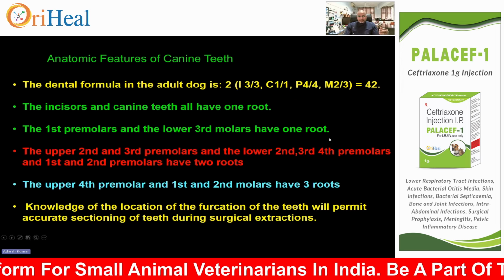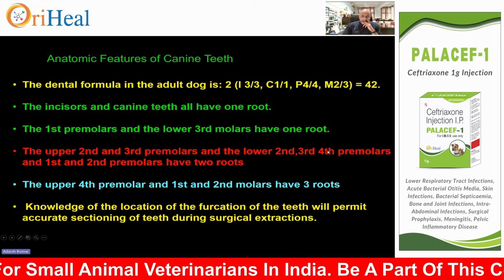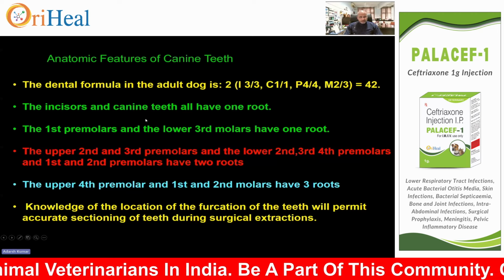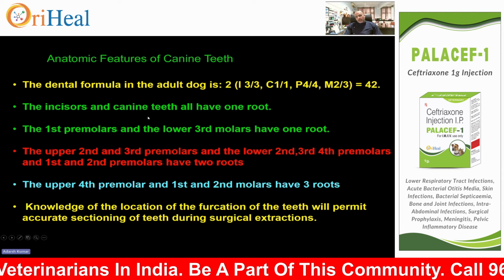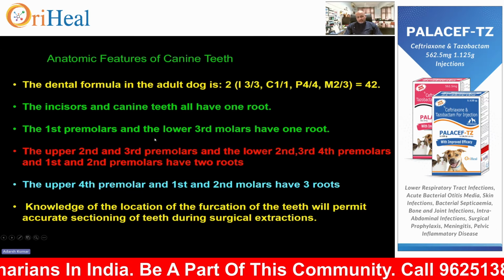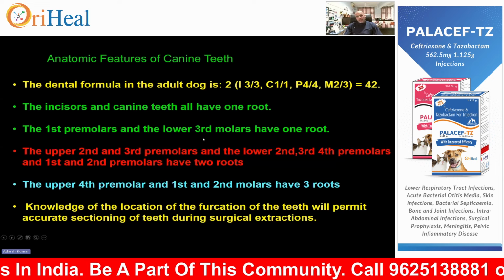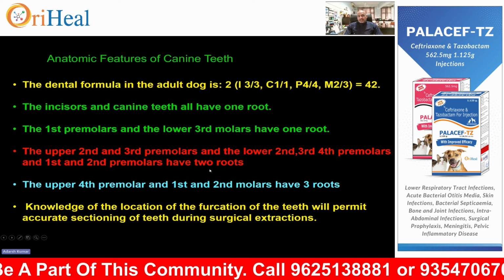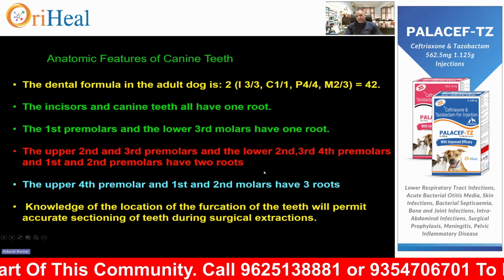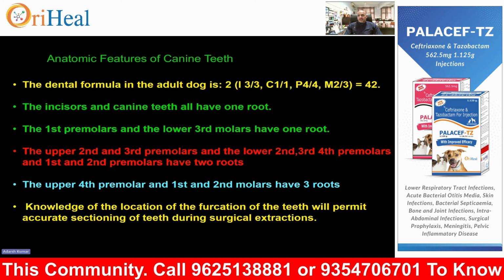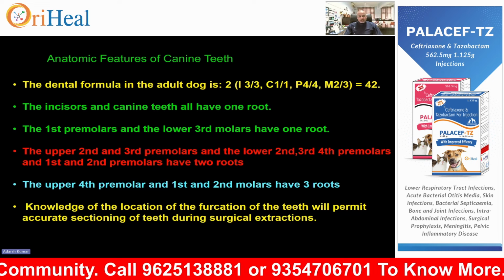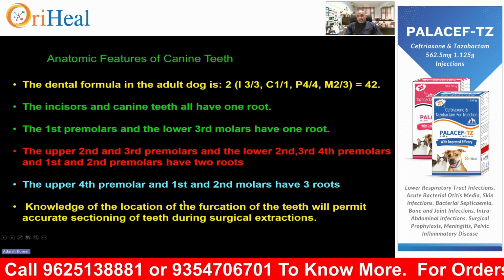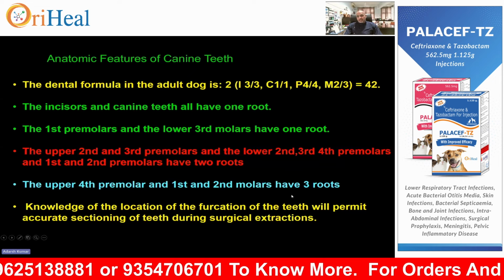Now, again, a recap. The dental formula in an adult dog has a total of 42 teeth. The incisors and canines all have one root. Then the first premolar and the lower third molars have one root. The upper second and third premolars, the lower second, third, and fourth premolars, and the first and second premolars have two roots. The upper fourth premolar and the first and second molars have three roots.